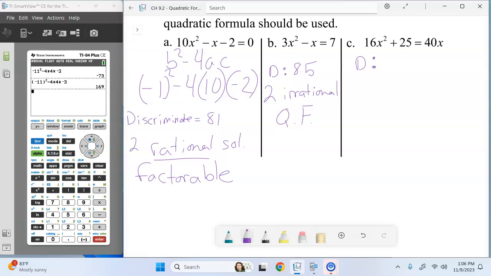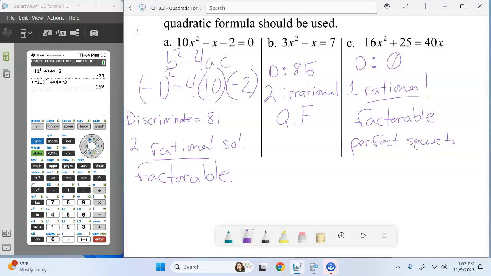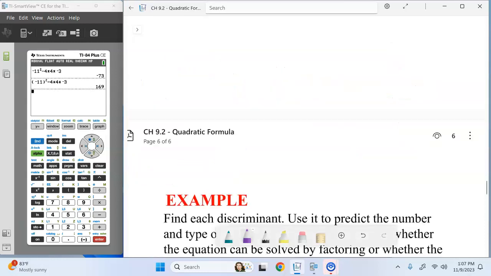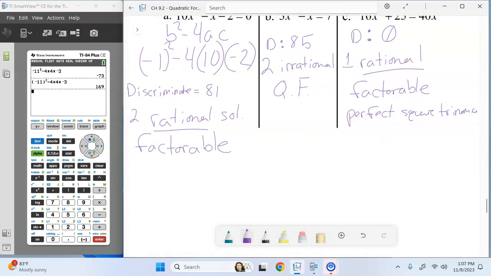It's 0. So how many solutions do we get? 1 rational. Can I factor it, or do I have to use the quadratic formula? We can factor it. And fun fact, if we have a discriminant of 0, it's actually a perfect square trinomial.